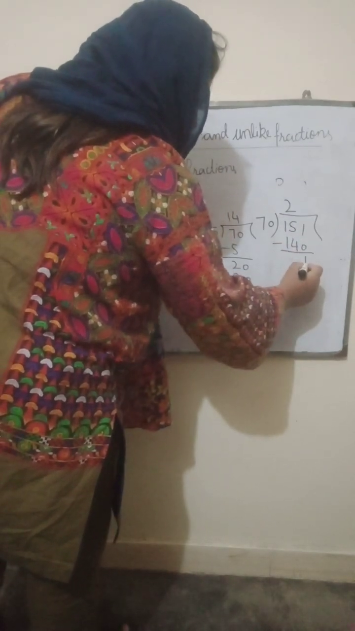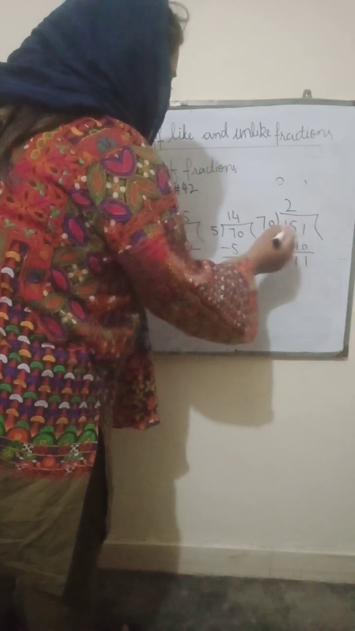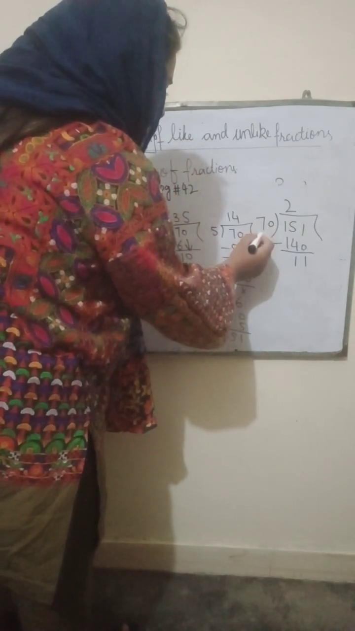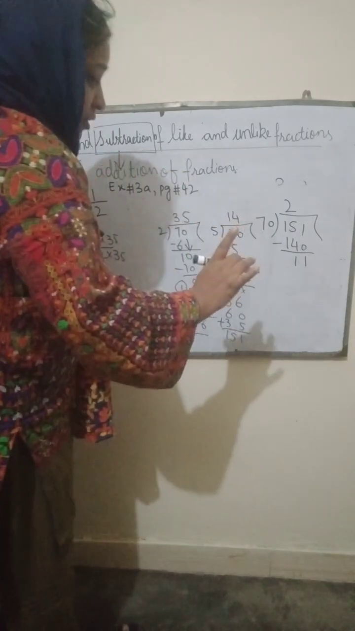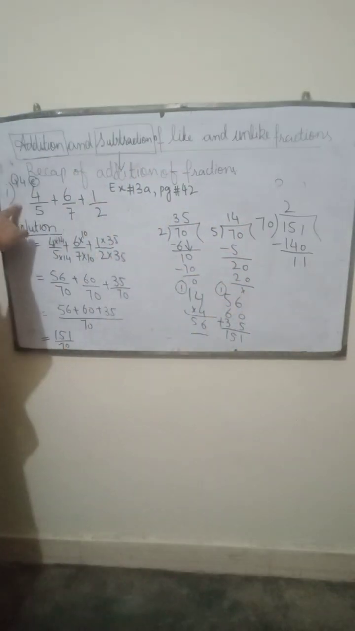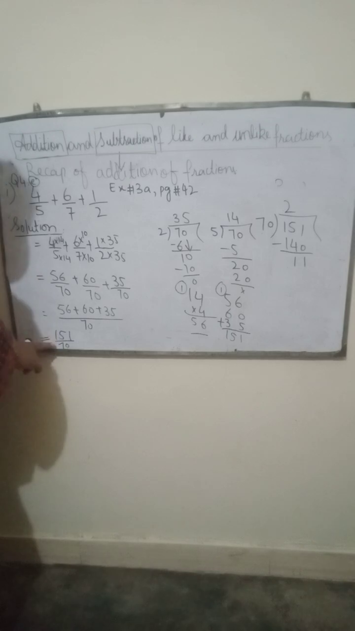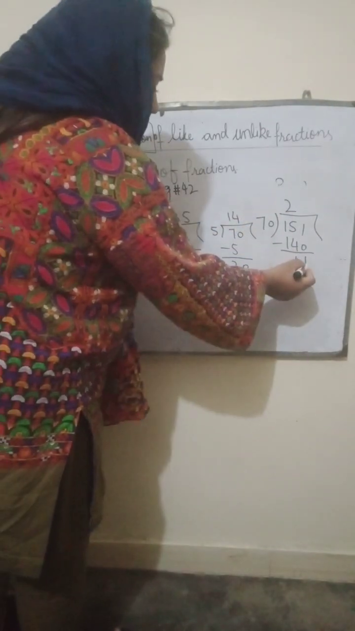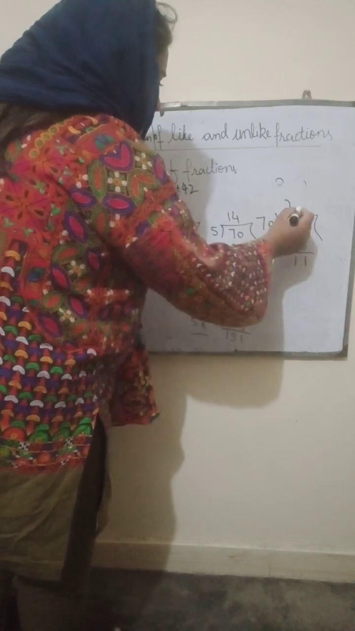Now, 151 minus 140 is 11. No need to convert it into a decimal because the question is given in fraction, so we have to give the answer in fraction. So we are left with the remainder.